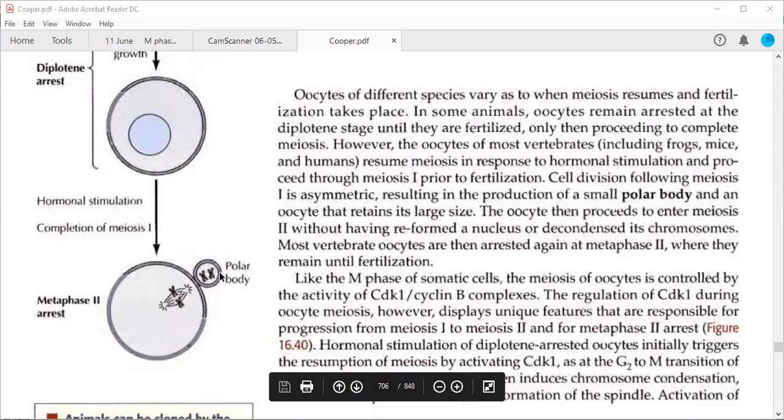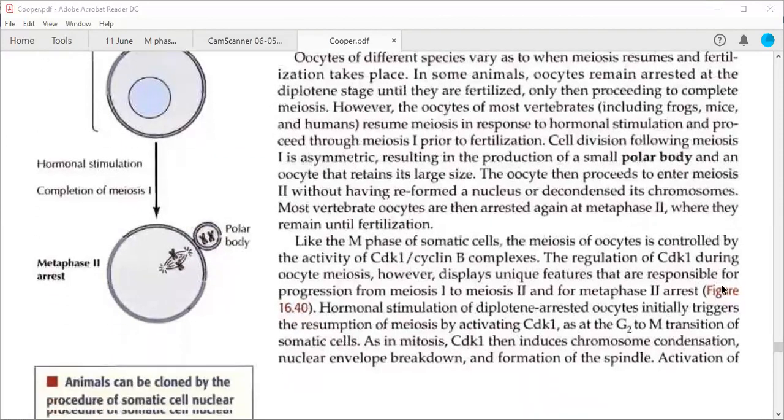One is the polar body, and the other is a big cell, the egg cell actually. So the first polar body is formed when the cell is arrested in metaphase. The second polar body will form only after fertilization. So the cell division following meiosis 1 is asymmetric, resulting in production of small polar bodies, and the oocyte will be large in size. The oocyte then proceeds to enter meiosis 2 without having reformed a nucleus or decondensed its chromosomes. Then it will be arrested in metaphase 2, where it will remain arrested until fertilization takes place.